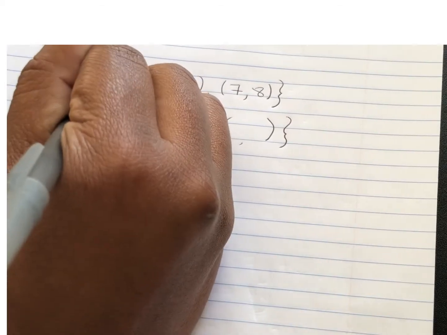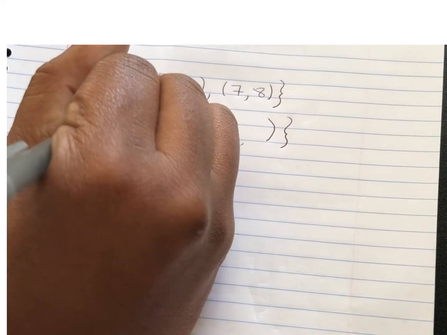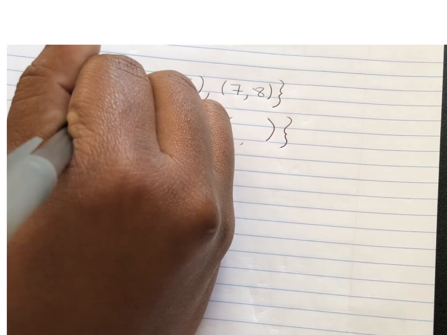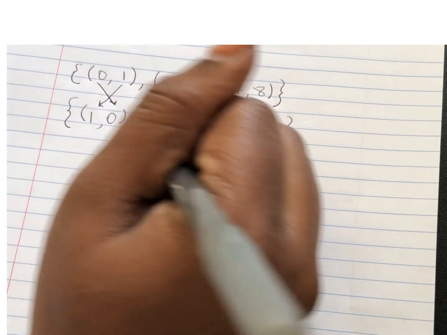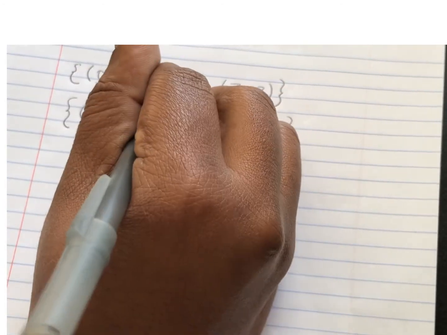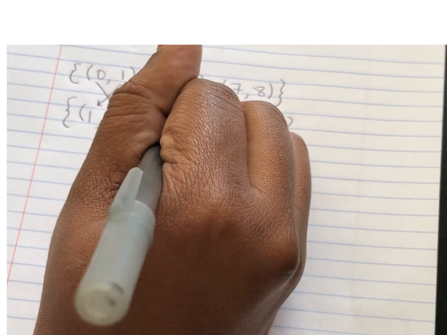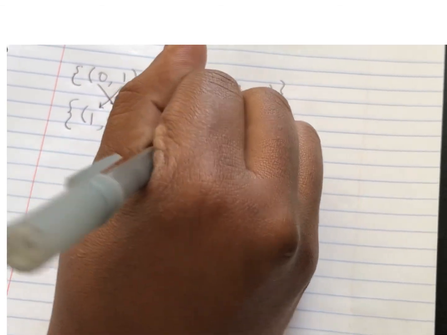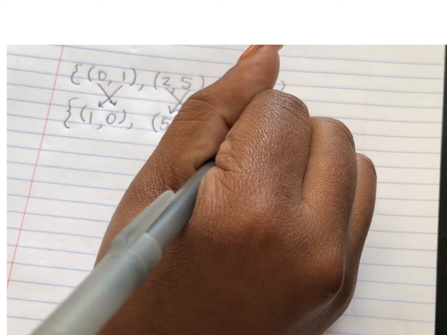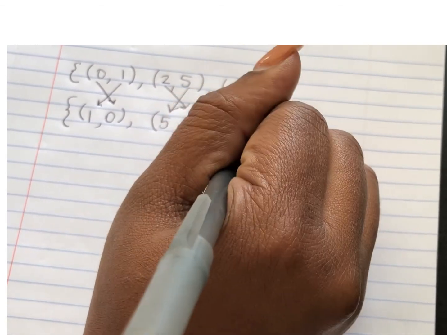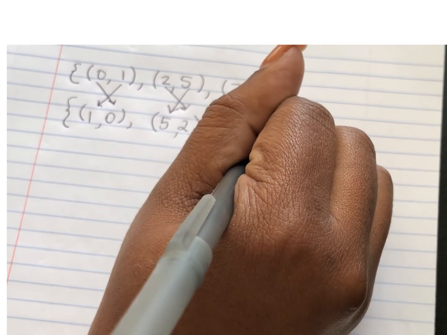All right, so our x and our y's interchange. So the inverse for this point would be (1, 0). The inverse would be (5, 2). And here, our inverse would be (8, 7).